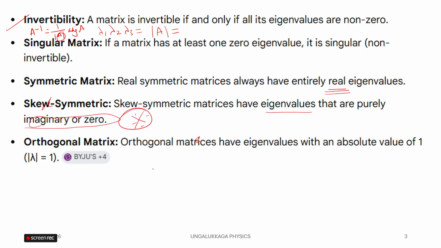Okay, then orthogonal matrices have eigenvalues with an absolute value of lambda equal to what? If you have an orthogonal matrix, what is meant by an orthogonal matrix? A transpose times A is equal to I. So if you take A, interchange the rows and columns and multiply with A, you will be getting the identity matrix. So these are some properties of the matrices which are related to the eigenvalues.